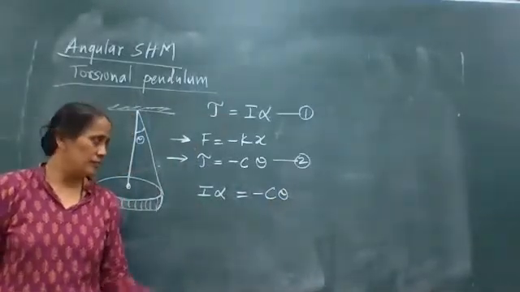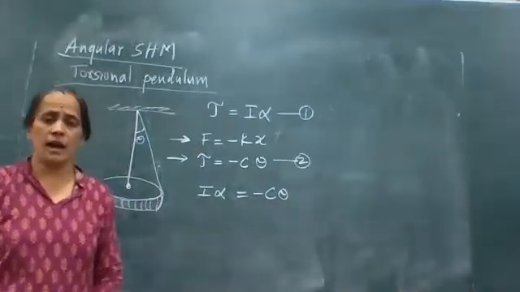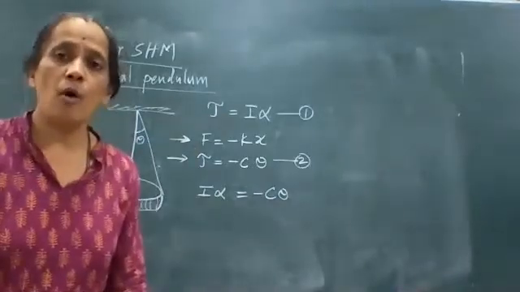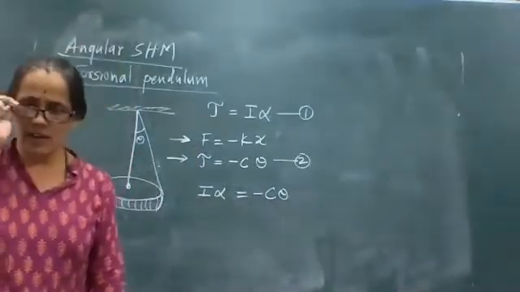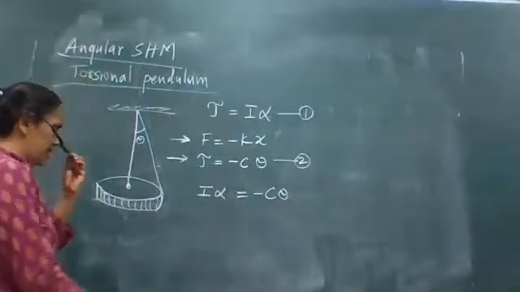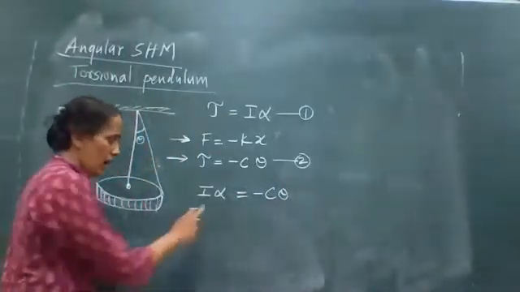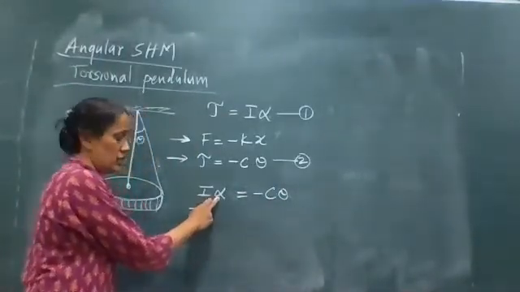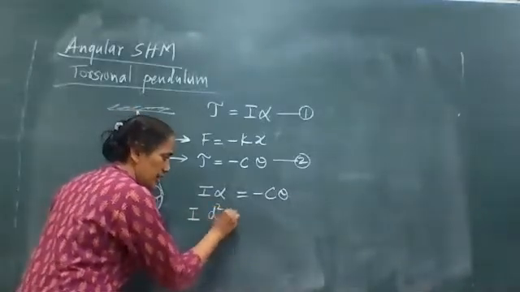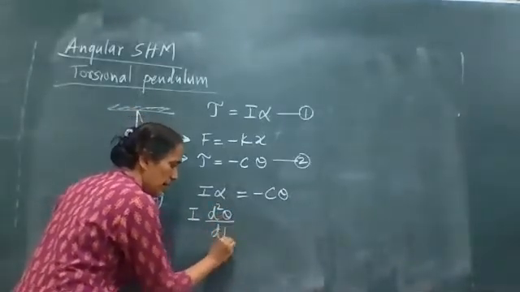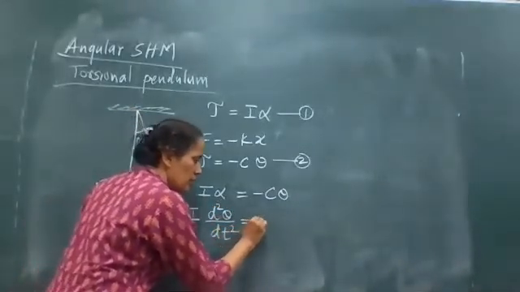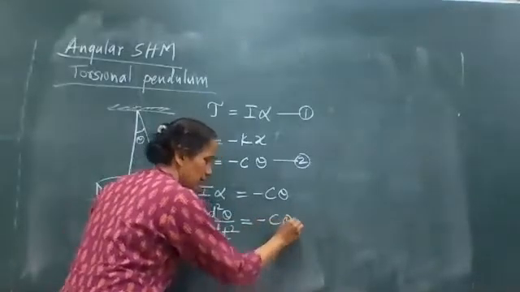Now here, I is nothing but your moment of inertia. Your alpha is nothing but your angular acceleration. So I can say that I is the moment of inertia, alpha is the angular acceleration. Angular acceleration I can write as d square theta by dt square, which is equal to minus c theta.